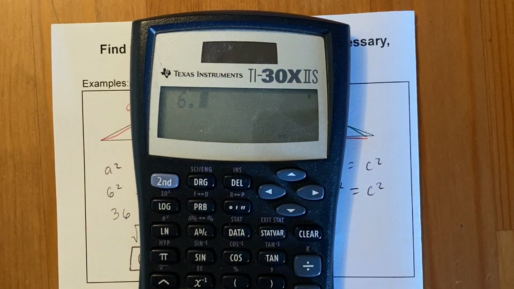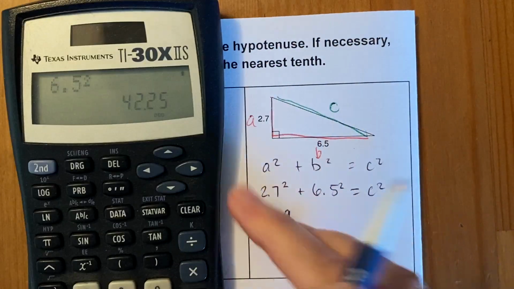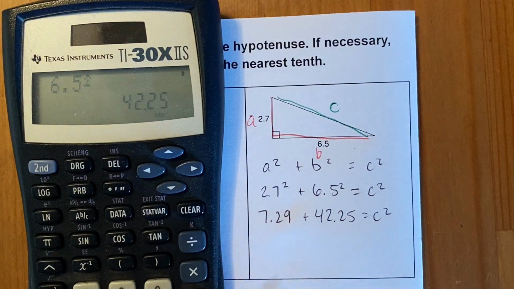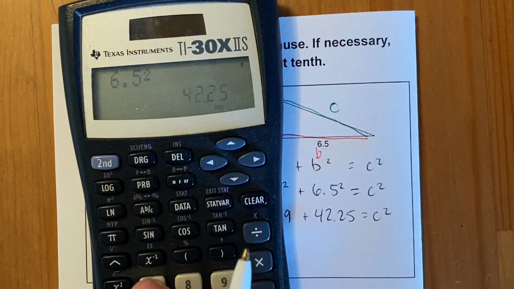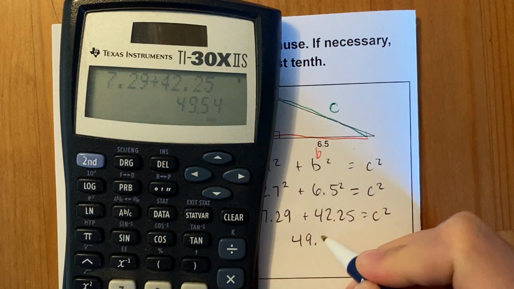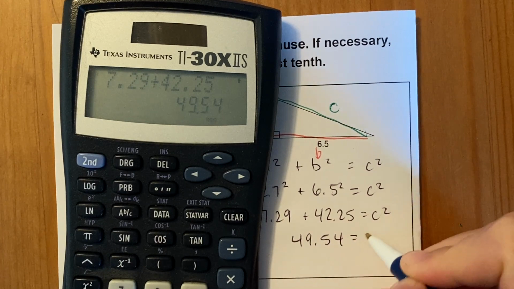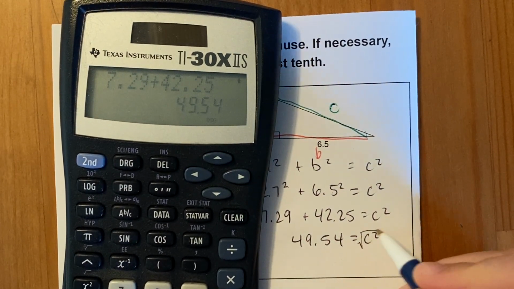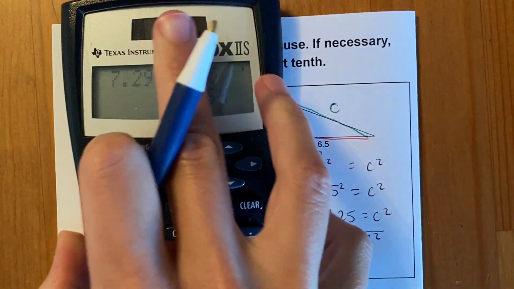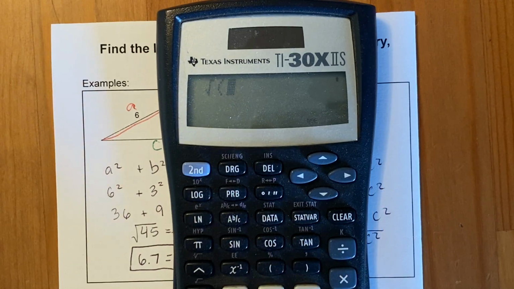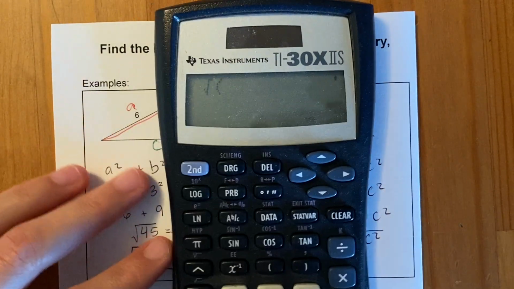And then 6.5 squared is 42.25. Once again, I'm adding them. 7.29 plus 42.25. And then if I want C by itself, how do I do that? Well, C is being squared, so I square root it. I do the inverse. Watch, kind of a cool trick here. So second, square root. Now, I could just type that decimal, I can just type 49.54.